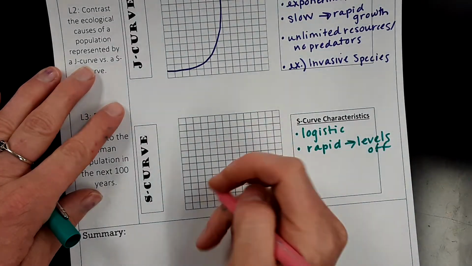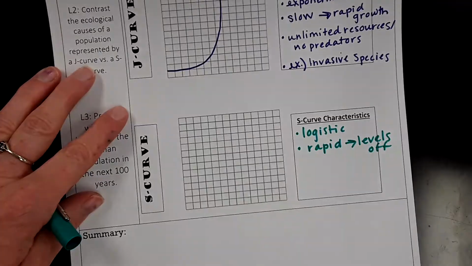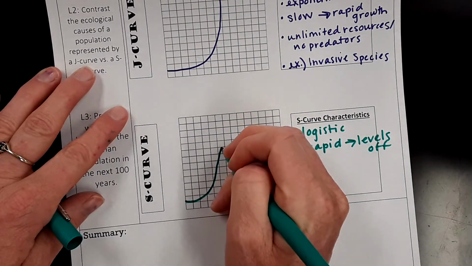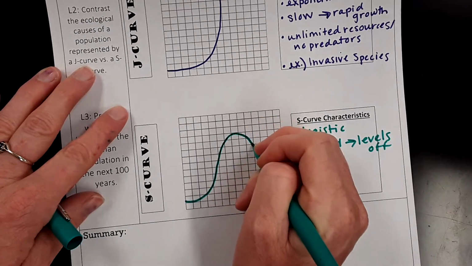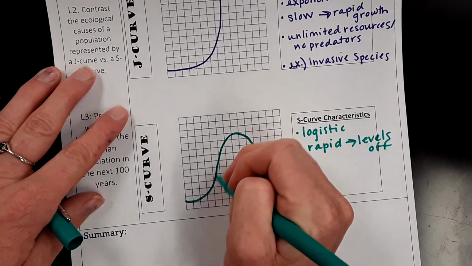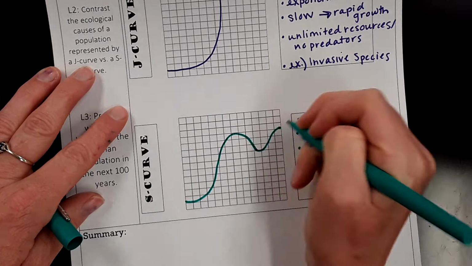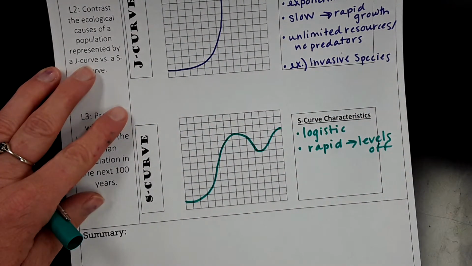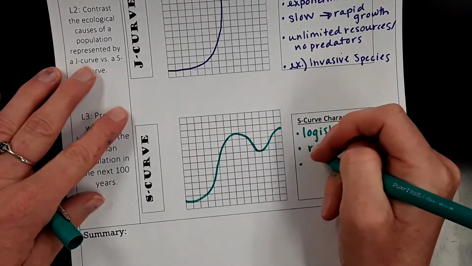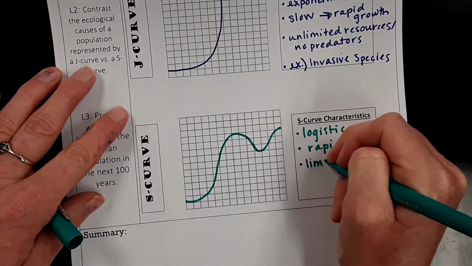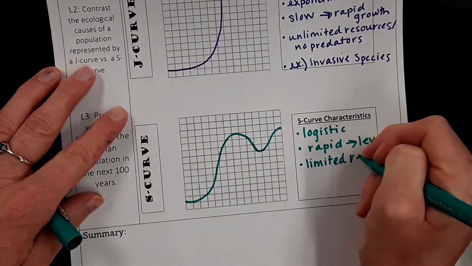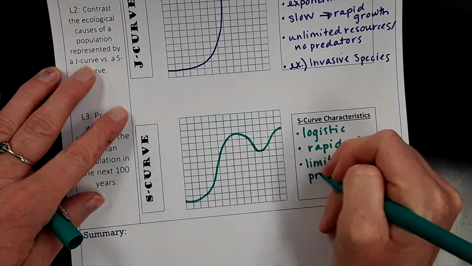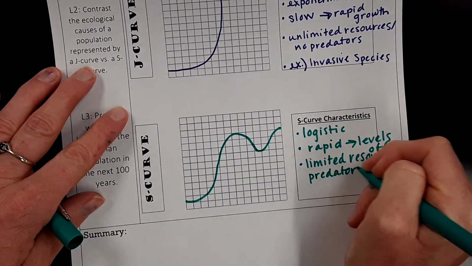So here's my population, and the population is going to start by growing quickly like the J curve, and then it's going to hit a limit on resources, and then it's going to come back down. So this is going to look like the letter S, and then it might rebound again. All right, and it might go down again. So we start with rapid growth, and then we have a leveling off. In this scenario, there is a limit on resources. So the resources are not infinite, and predators are present.